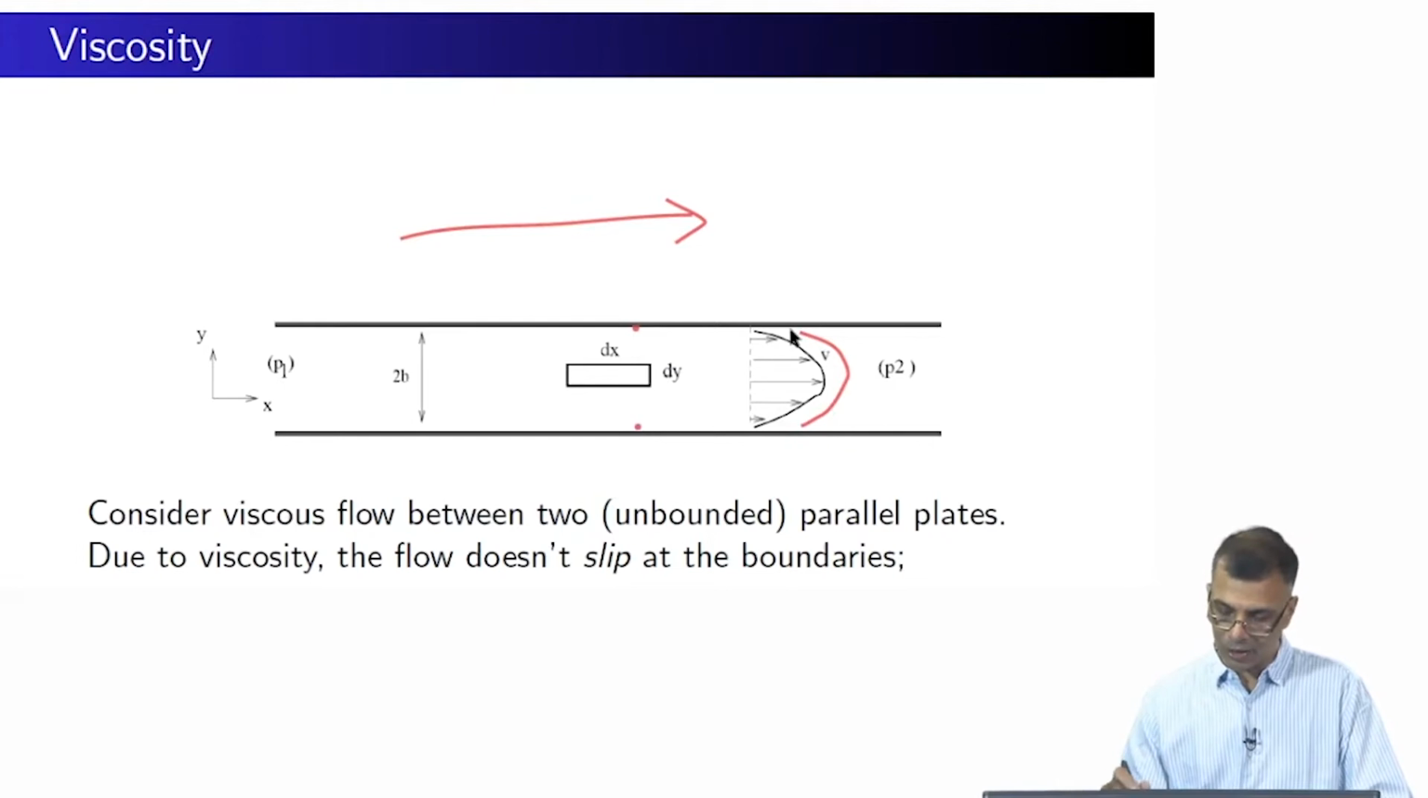So because there is sticking and no slipping, the velocity vectors at the edges are much smaller than what they are in the middle. In other words, the velocity profile looks like this, and it's not flat.